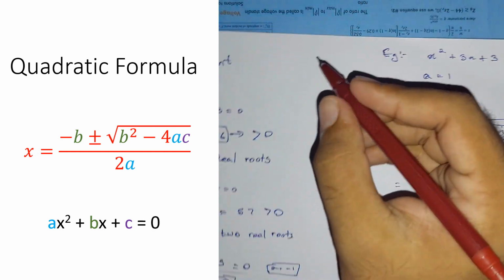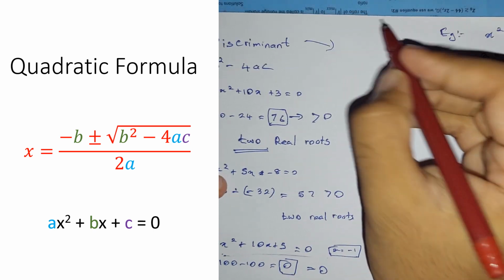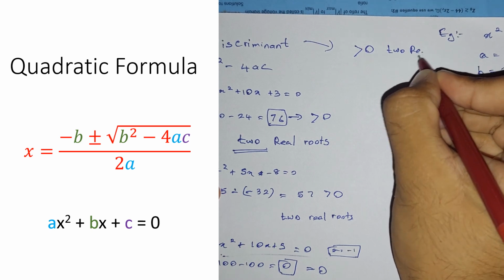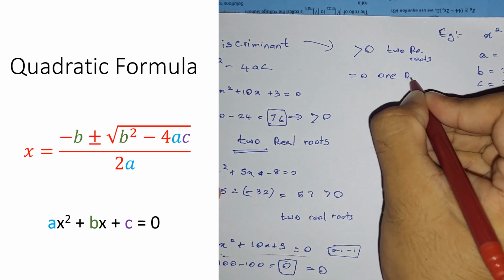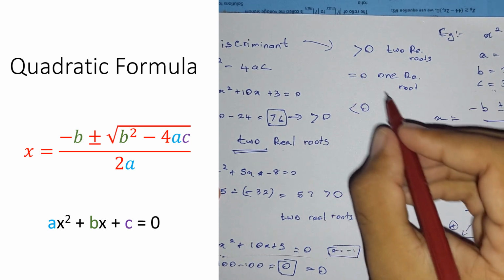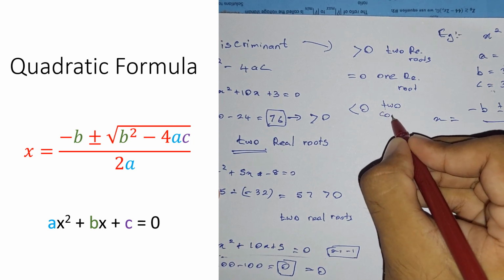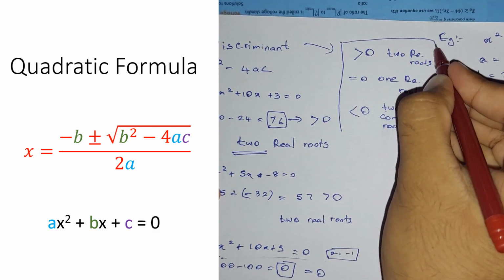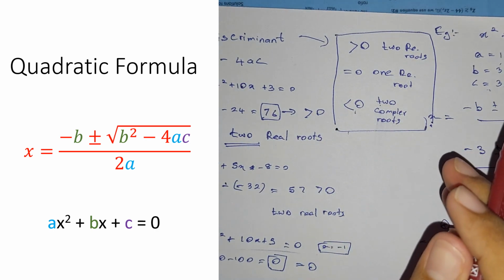So, as a summary, when the discriminant value is greater than 0, we get two real roots. When it's equal to 0, we get one real root. And when it is less than 0, we get two complex roots. So this is an important thing to remember when doing these type of exercises.